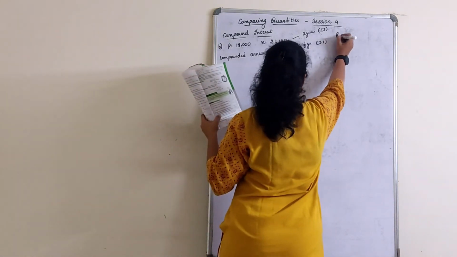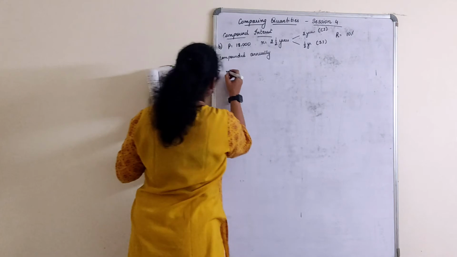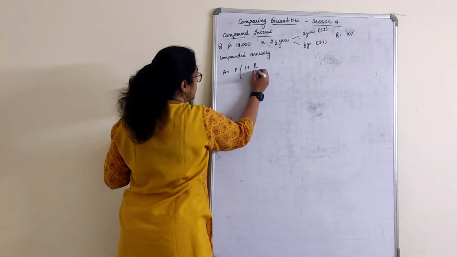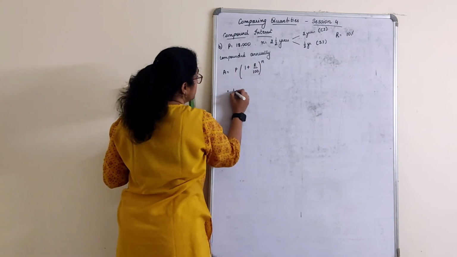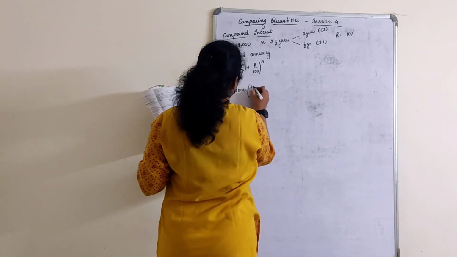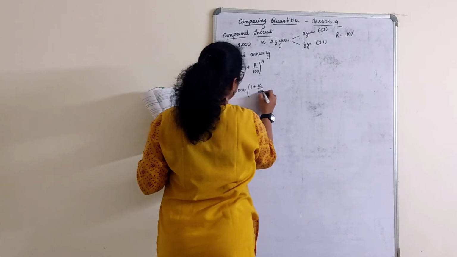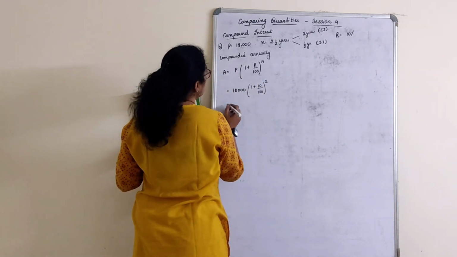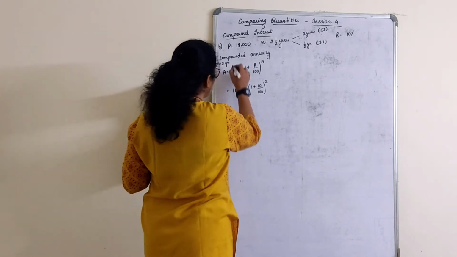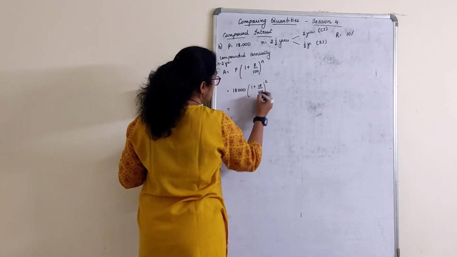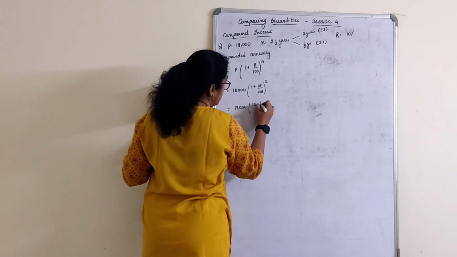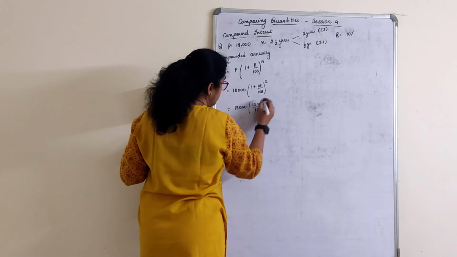At the rate of 10%. So amount is equal to principal 1 plus r by 100 raised to n. So this is 18,000. So here only bifurcation we have given, 1 plus 10 by 100 raised to 2. If you want, you can write n is equal to 2 years. First we will mention here, because we should know what we are solving. 0 and 0. 18,000 of 10 plus 1 by 10 raised to 2.